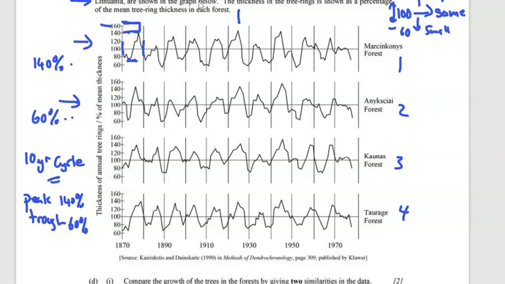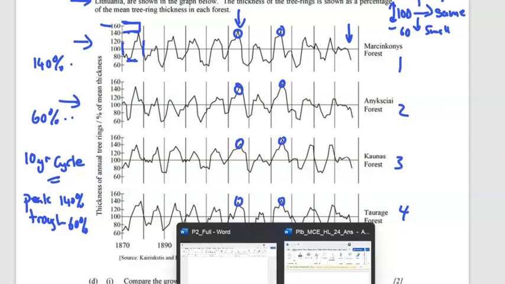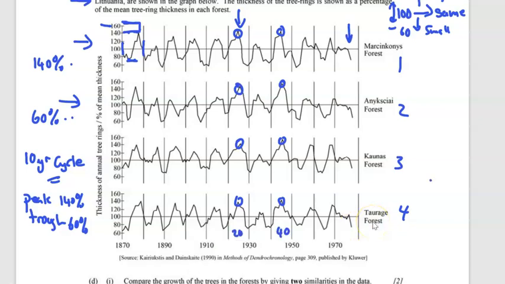Also, this particular decade here, so if I just circle these, peaks seem to be high. These peaks here also seem to be high. So this is also a very good decade of growth. So that's the 20s, 1920s, and 1940s. They all seem to have the same growth. And indeed, in this decade here, growth seems to have been very poor in that one for all 4 forests. So you can select any 2 of those.